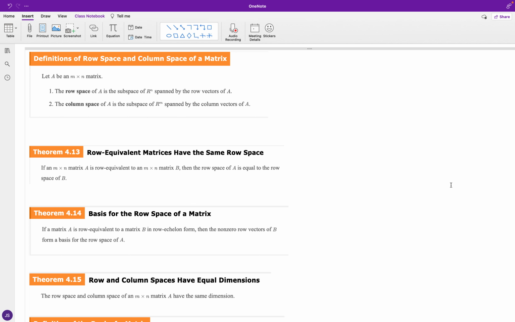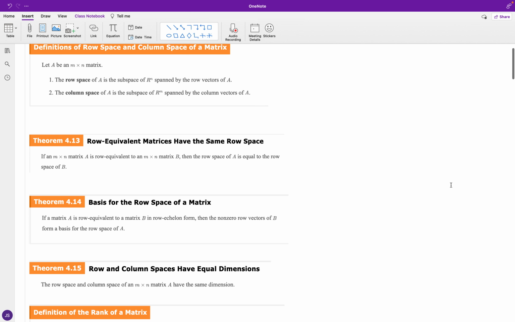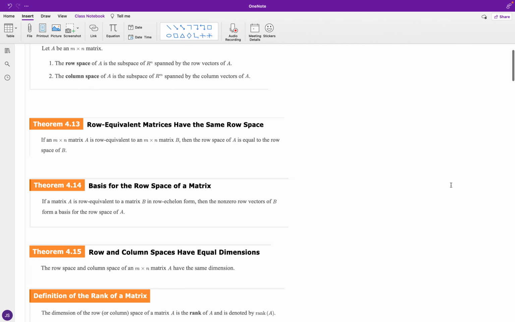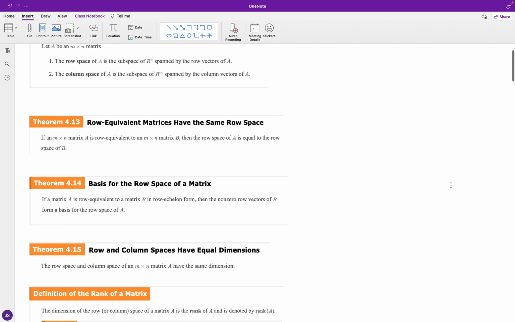Regarding row equivalent matrices having the same row space: if an m by n matrix A is row equivalent to an m by n matrix B, then the row space of A is equal to the row space of B. And for the basis for the row space of a matrix: if a matrix A is row equivalent to matrix B in row echelon form, then the non-zero row vectors of B form a basis for the row space of A.